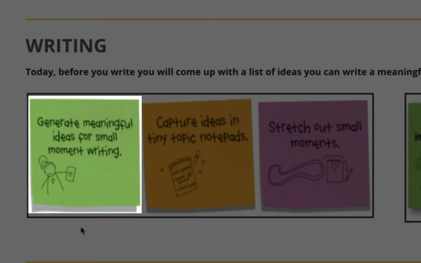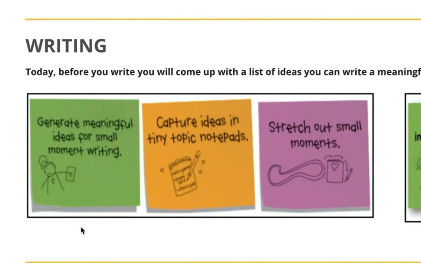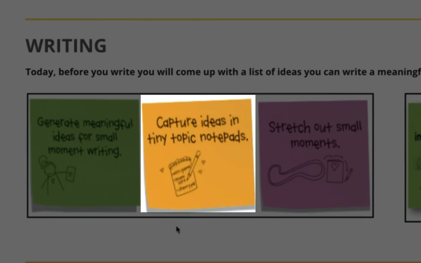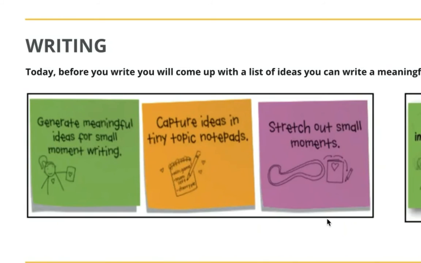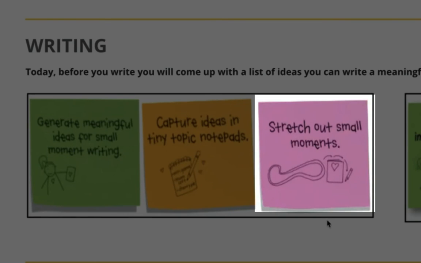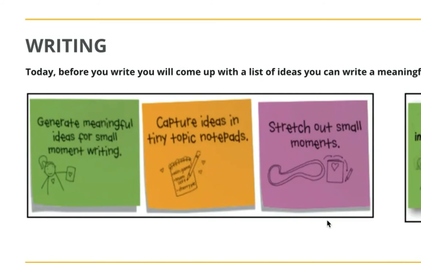We're going to generate meaningful ideas for small moment writing. And if you remember, a small moment is something that takes place in a quick amount of time. We are not talking about your entire trip to the zoo. We're talking about the small moment when you saw the bears doing something silly. That's the kind of story we're going to write about, something that happened in a very short period of time. You're going to capture your ideas in a little notepad, or you can write down your ideas somewhere that you have. And again, we're going to take that super small moment, the funny thing the bear did, and we're going to tell it with such detail, it's going to become a nice long story.